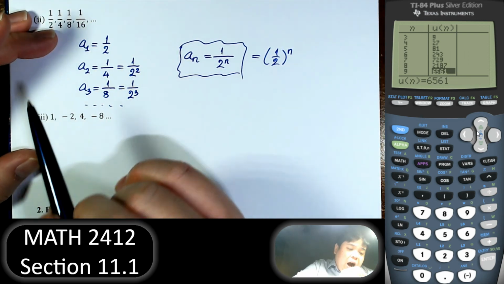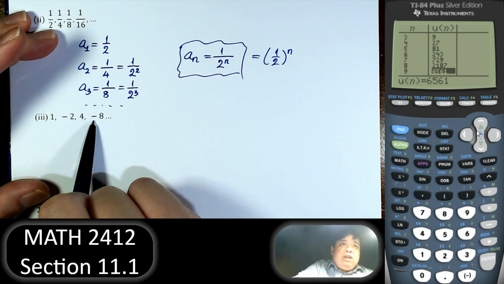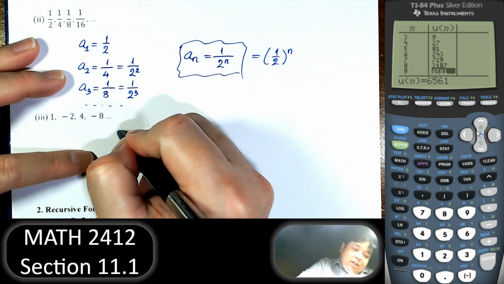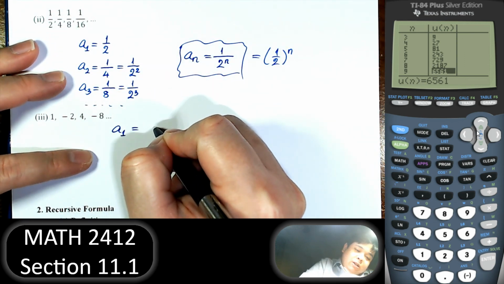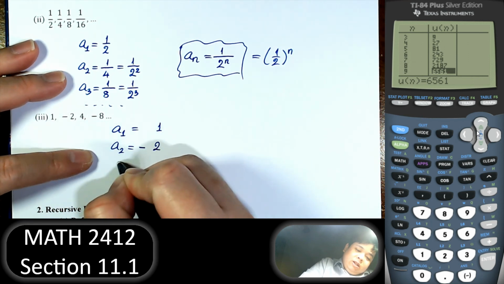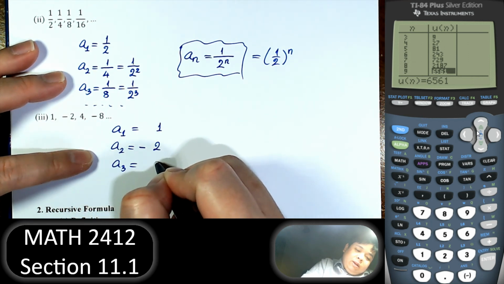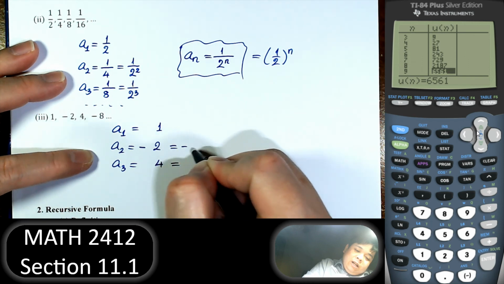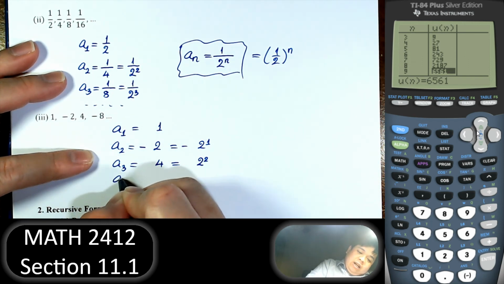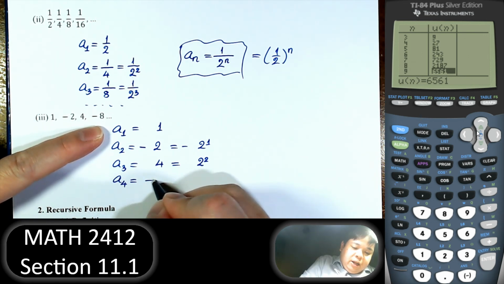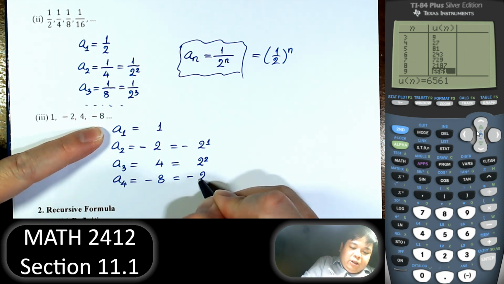Right. Next we have 1, -2, 4, -8. So it's easy to see that the sign is alternating. So the first term is 1. The second term is -2. The third term is 4. By the way, 4 is 2 square. -2 to the first, and the fourth term is -8, which is -2 cubed.